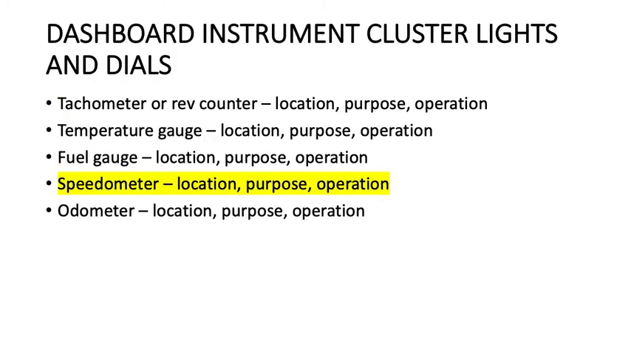Dashboard, instrument cluster lights, and dials. So again, I've highlighted the speedo. It's one of the most common ways that people fail, and also driving over the speed limit has an inherent danger to it, so I see that one as a priority.